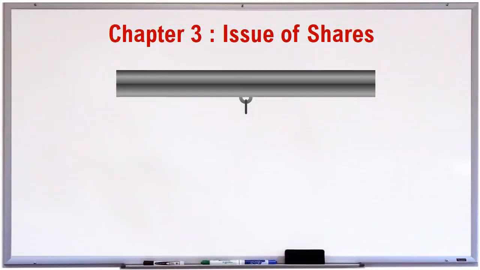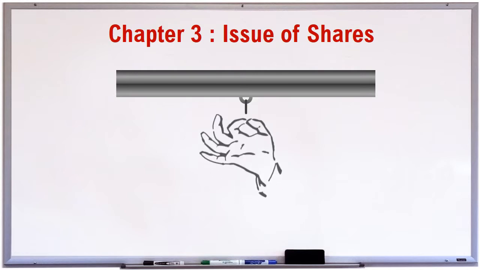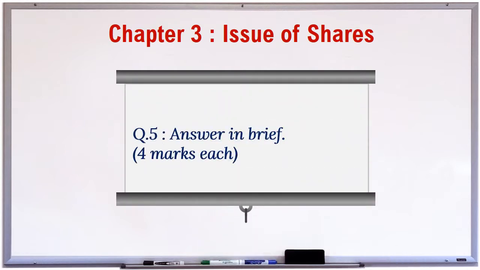Chapter 3. Issue of shares. Question 5. Answer in brief. 4 marks each. 1. What is book building method?